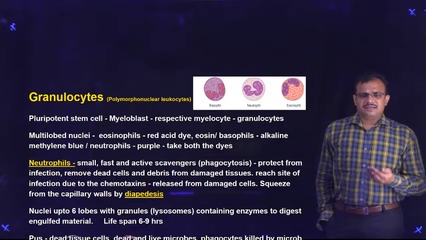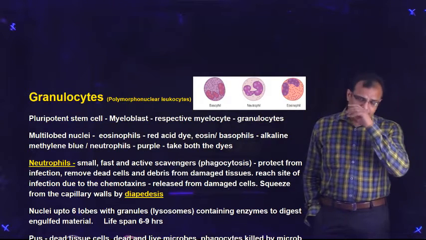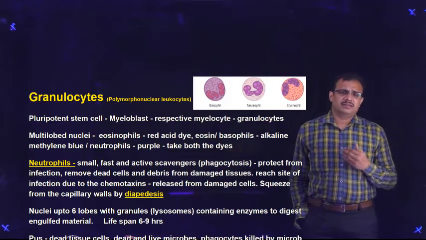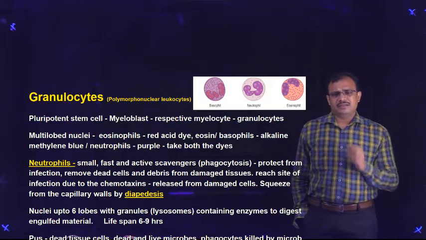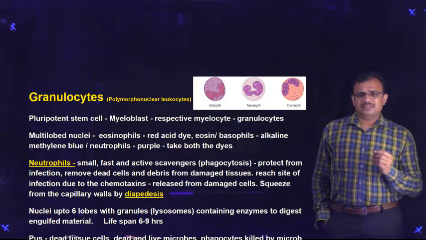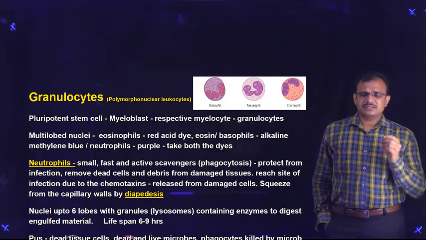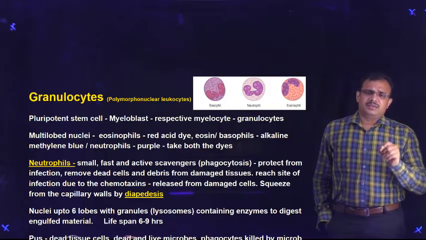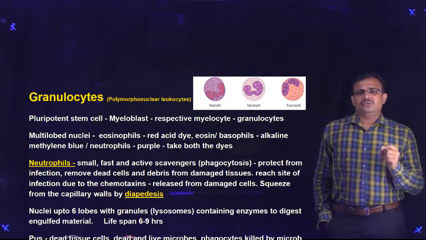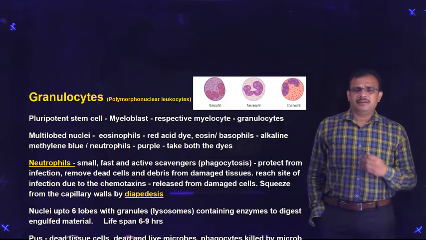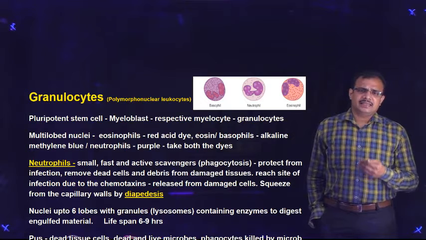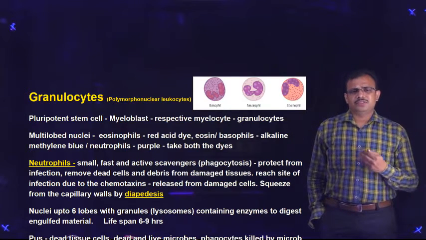So these are cells which can enter the tissues, whereas other cells such as red blood cells won't leave the blood vessel. The process by which they squeeze from the blood vessel membrane into the tissues is diapedesis. And we have seen that the nucleus is lobed, and in neutrophils it has up to 6 lobes.